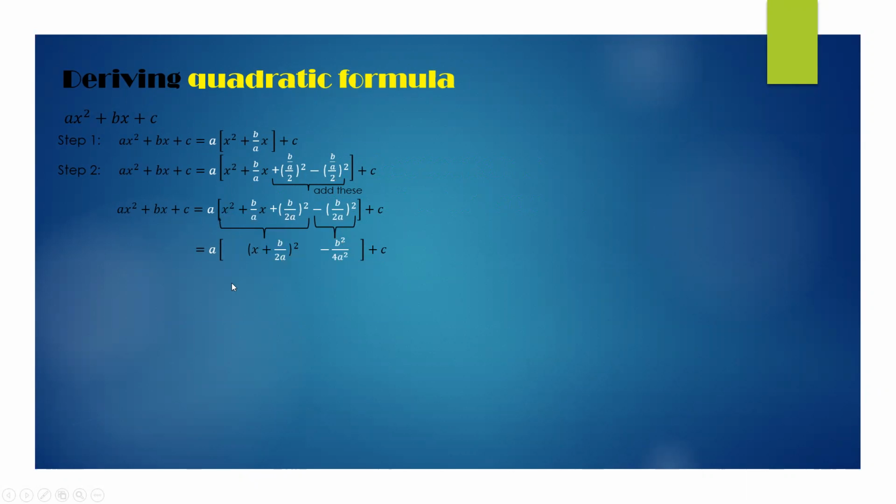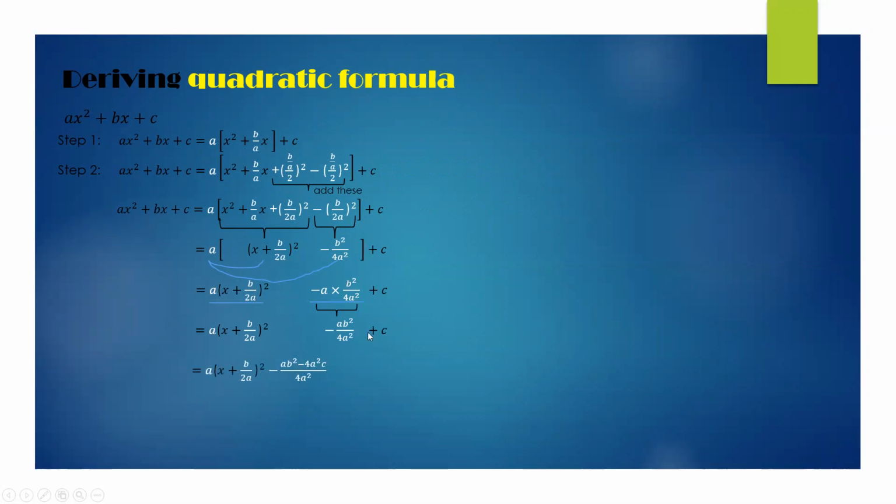The next step is we need to expand. A need to times this one, that's why you get this. You can see a need to times this one also, so later on you get a on top. Okay, so that's why you get negative a b squared over 4a squared plus c. So I throw away the bracket right now because a is already multiplied inside. Then after that we need to combine these two.